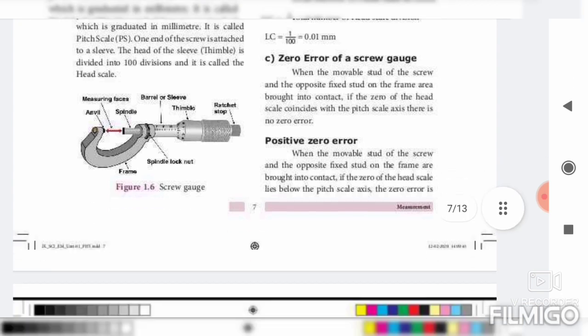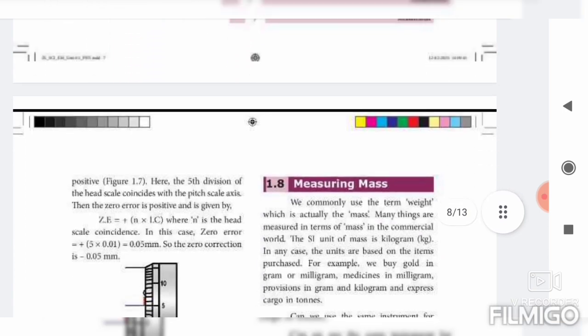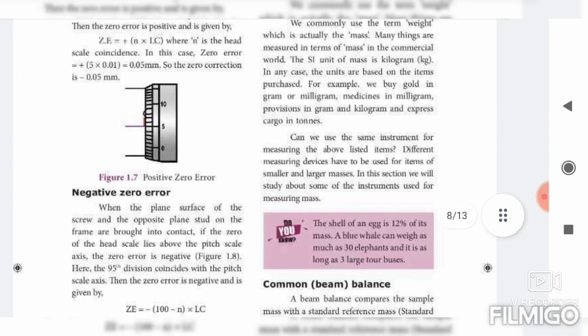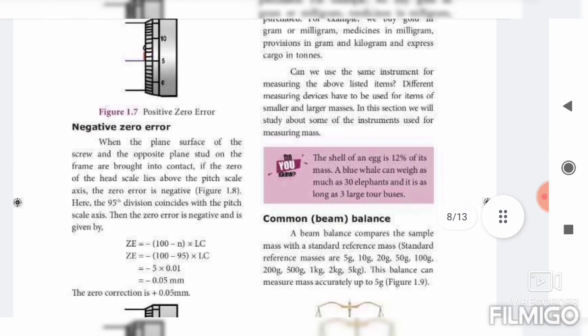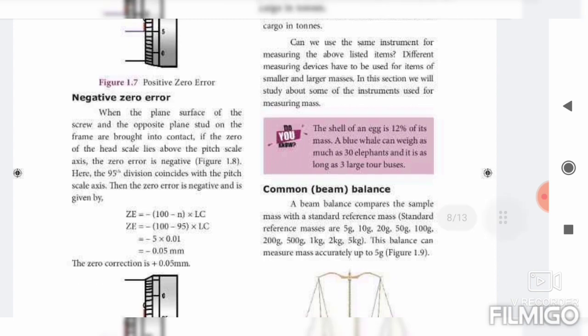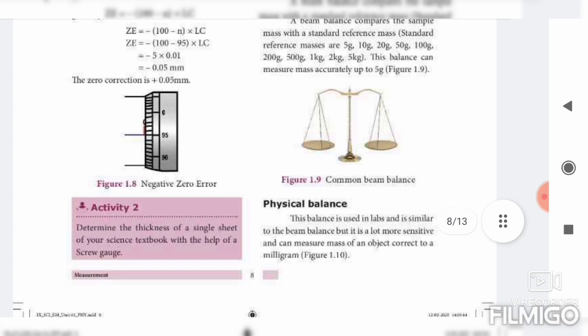Okay, here also there are two types of error. What are the two types of error? Positive error and negative error. What is the formula for positive error? N into LC. What is the formula for negative error? 100 minus of 100 minus N into LC.